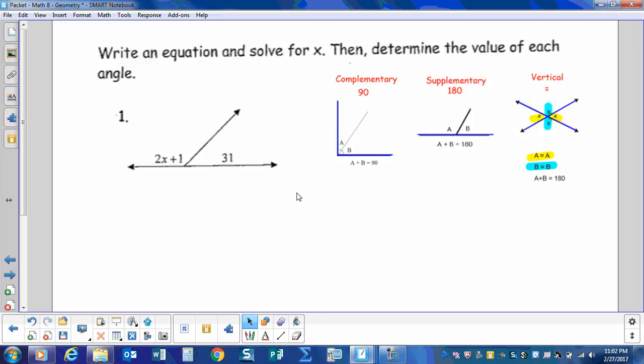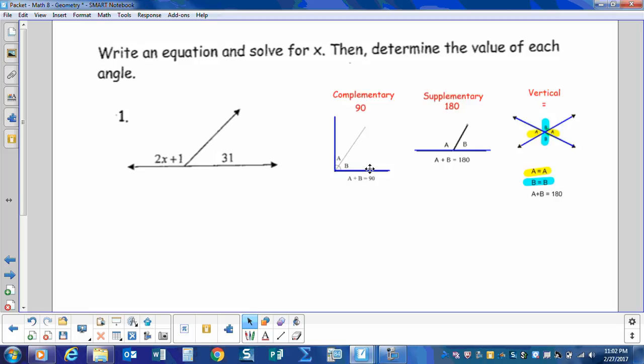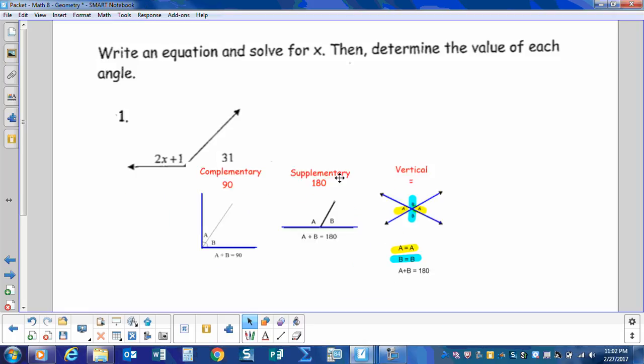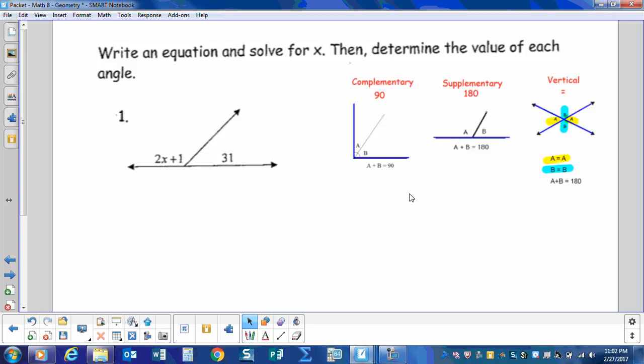So write an equation and solve for x, then determine the value of each angle. So the first step is to determine the relationship of these two angles. Are they complementary, supplementary, or are they vertical? Well, they form a straight line, so they're supplementary. And supplementary angles equal 180.